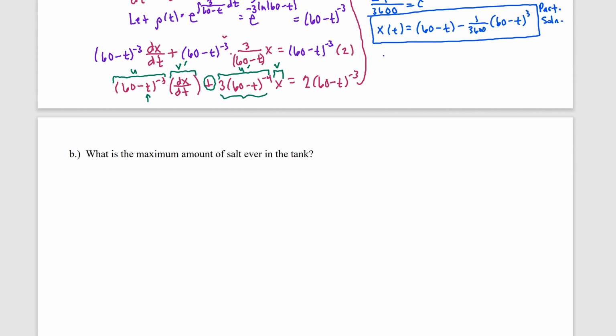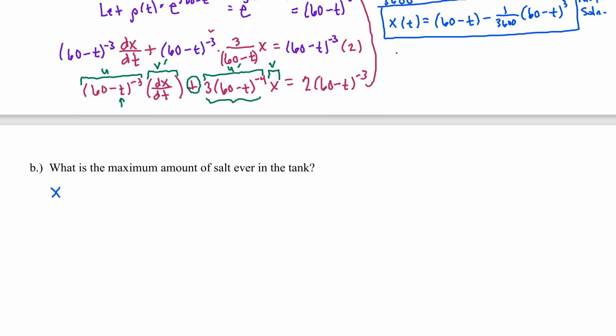What is the maximum amount of salt ever in the tank? Remember, we started with pure water, we have brine coming in, and we have also an outflow, so we want to know what's the maximum amount of salt that will ever end up in the tank. Since we have the function x of t, our particular solution, that gives us the amount of salt in the tank at any time, I'm just going to rewrite it right here.